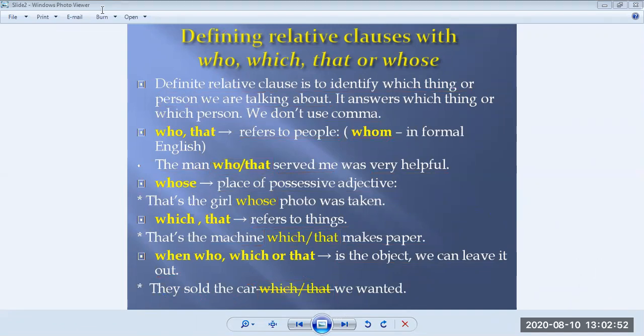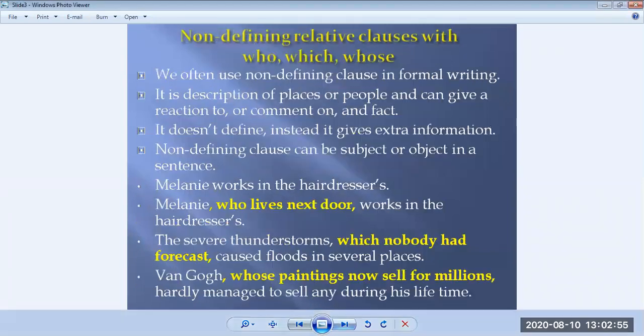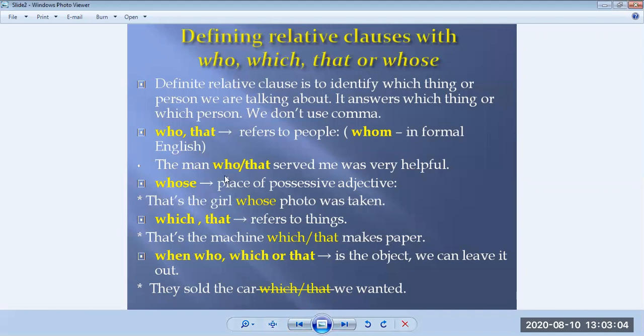Okay, now let's move on to the next slide. Here there are non-defining clauses with who, which, and whose. The previous one was defining. For example, the men, we were defining the men. Who was defining the men? This is the subject. Whose? That is the girl whose photo was taken. That is the machine which or that makes paper. Those are defining, but the next slide is a bit different, which is non-defining.